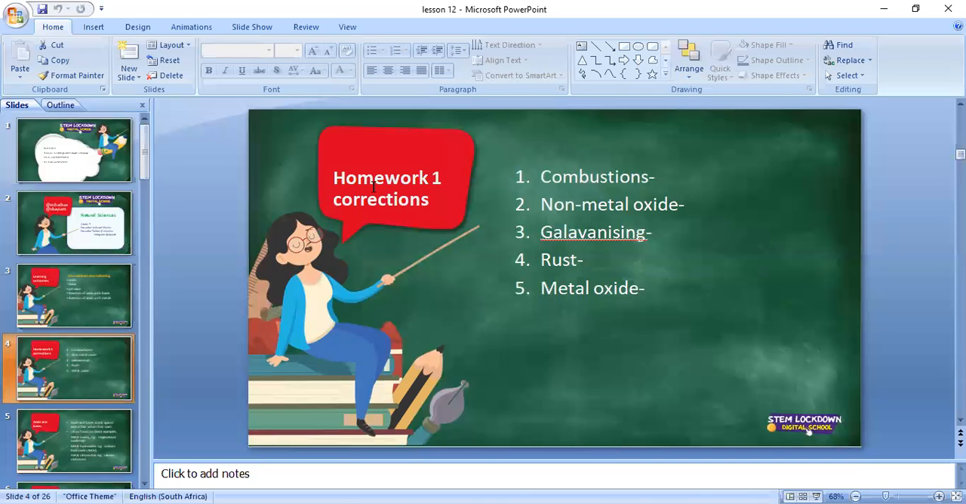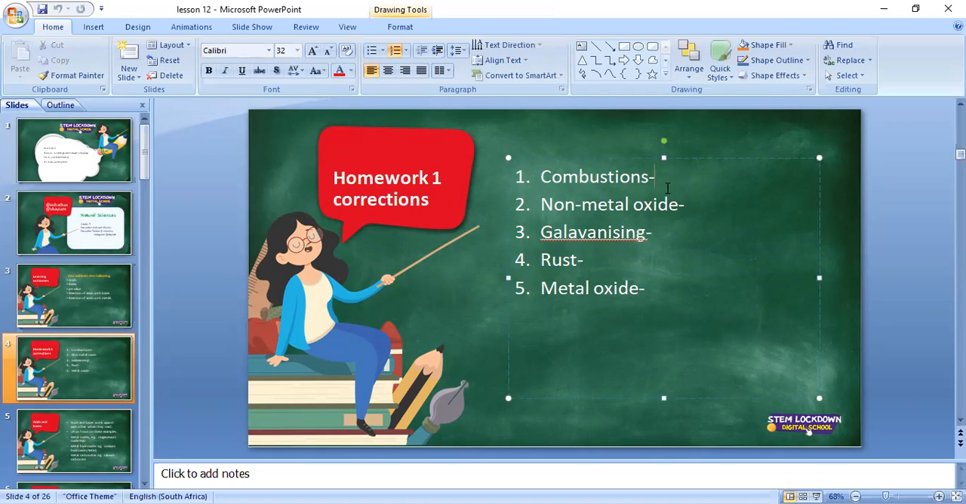Then yesterday's homework, I said to define the following terms. Why do I always ask you to define the following terms, grade nines? It is important for question one and two, where you have to match column A with B in our test, or question 1B, mostly in our question papers, where it says, give the correct scientific term. If you cannot define these terms, you won't know which term is being defined. So looking at yesterday's homework, define the following terms, homework one correction: it was combustion.